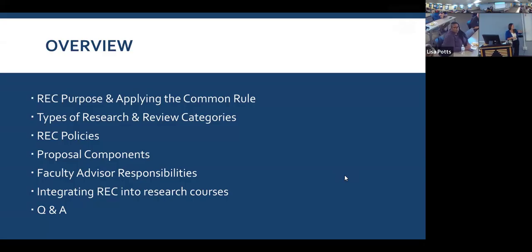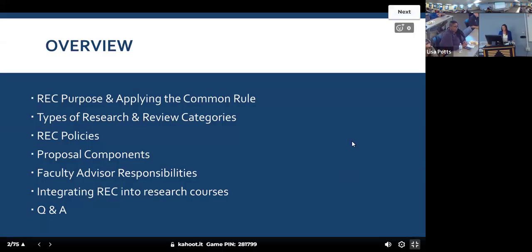And then at the end, I have a slide or two on some ideas of how you might be able to incorporate the REC process in your courses to help really set students up for success. So that is the plan.